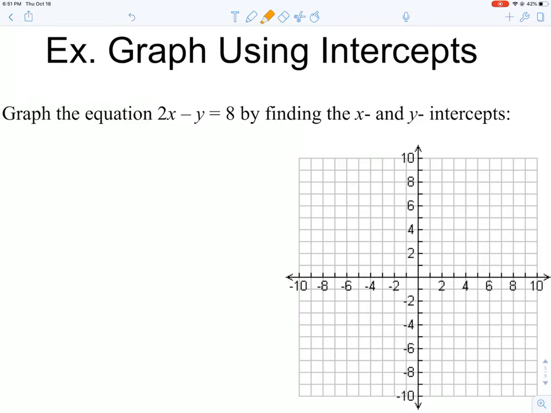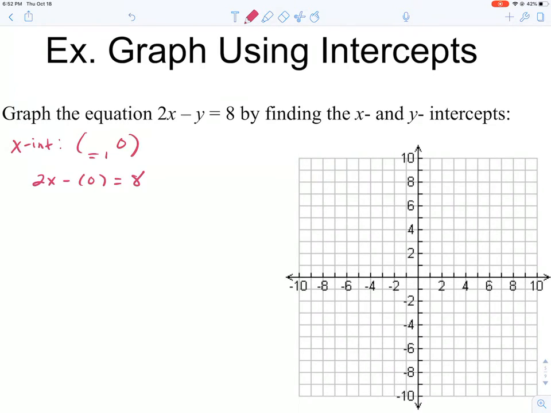Okay, so we have an equation that is in standard form, and we are going to find the x and the y intercept and then graph the line that would represent this equation. So let's start with our x-intercept. And we know the x-intercept is going to be some number, 0. So let's go ahead and substitute 0 in for y.